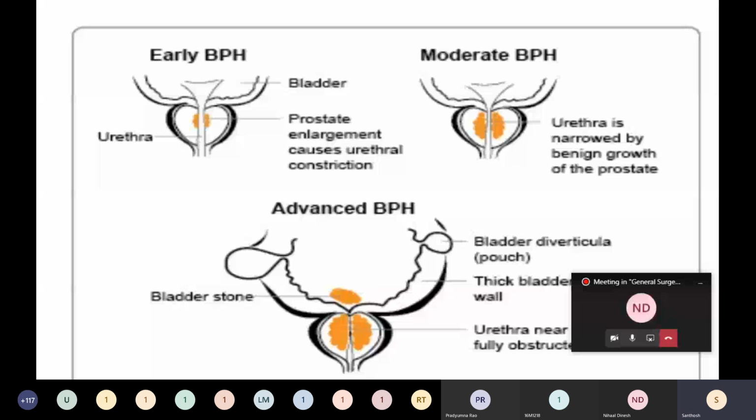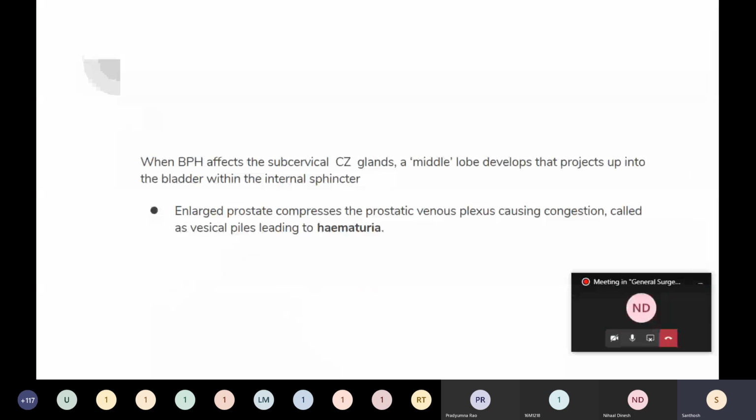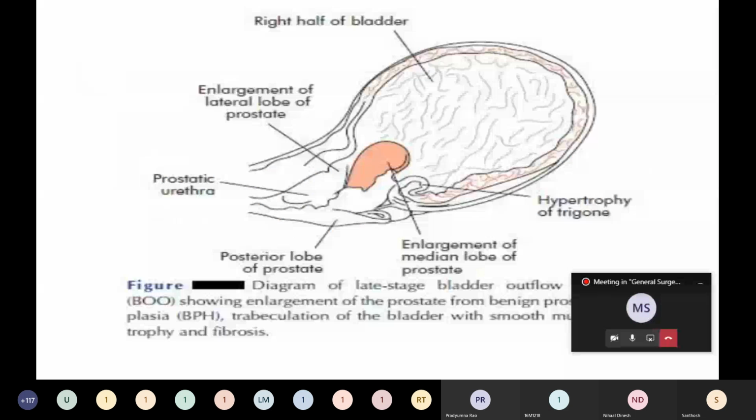So, an enlarged prostate compresses the prostatic venous plexus, causing congestion called vesical piles, leading to hematuria. This is showing the enlargement of the median lobe of the prostate, which is going into the urinary bladder, which will cause compression and hematuria.